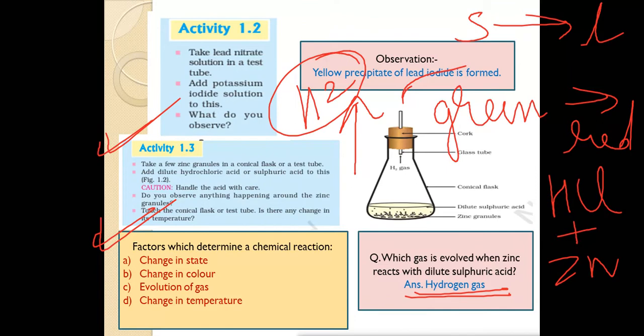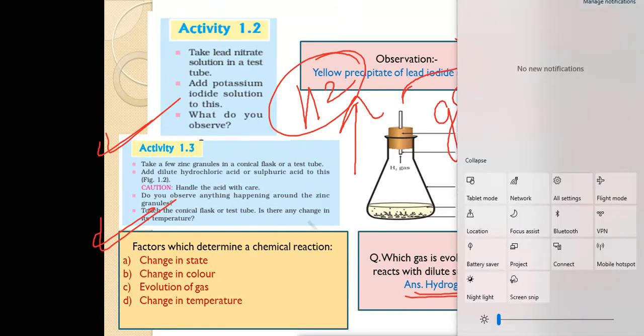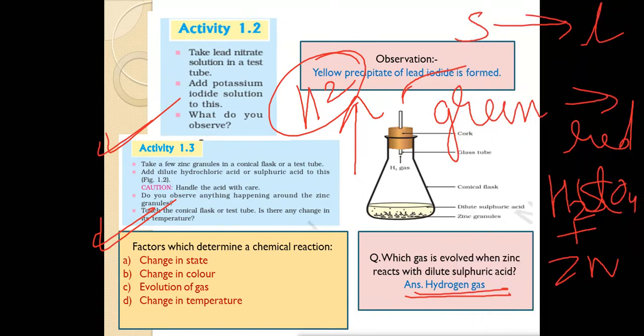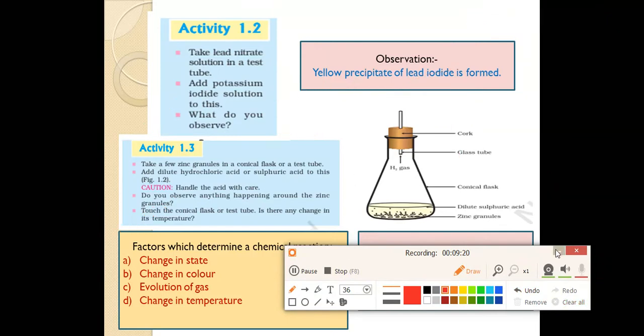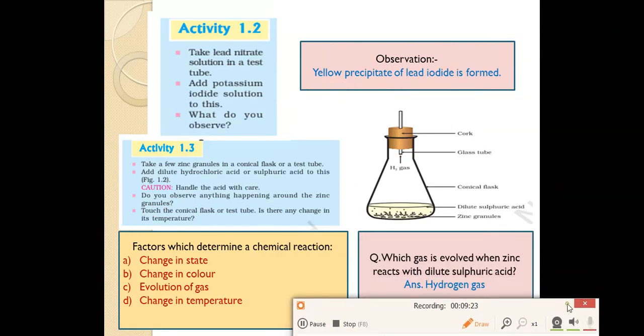Evolution of a gas. See, as in this case, when zinc is reacted with sulfuric acid, they have written, right? Sulfuric acid means H2SO4 you have to take. So if zinc will react with sulfuric acid, hydrogen gas is liberated in that case, right? Change in temperature. It can be possible that whenever chemical reaction will take place, change in temperature can also be observed. So these are the factors by which we can say that chemical reaction has taken place.